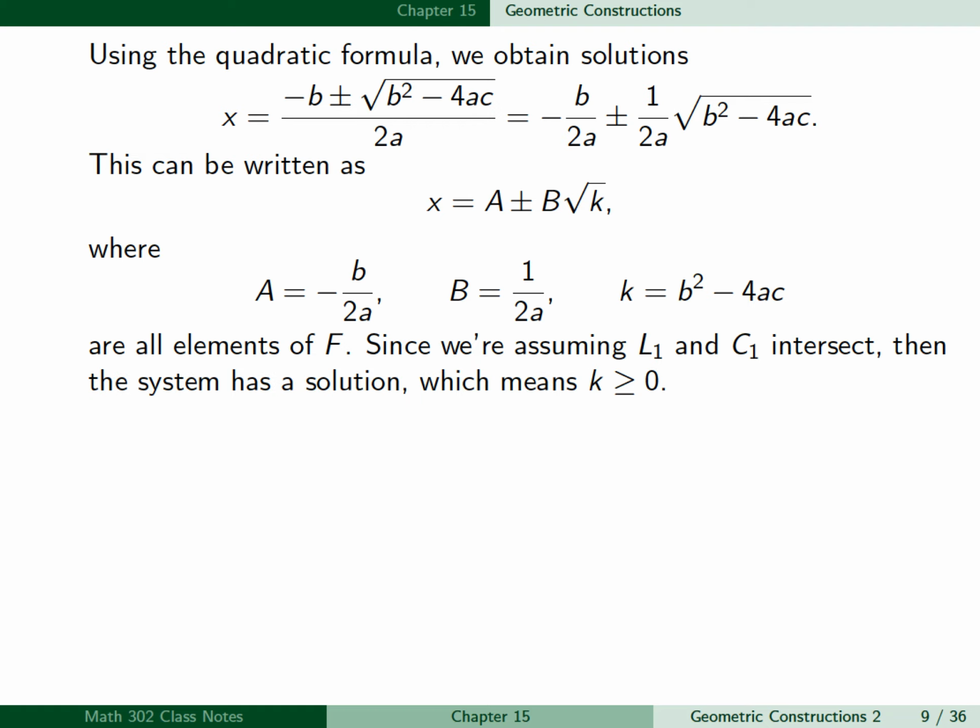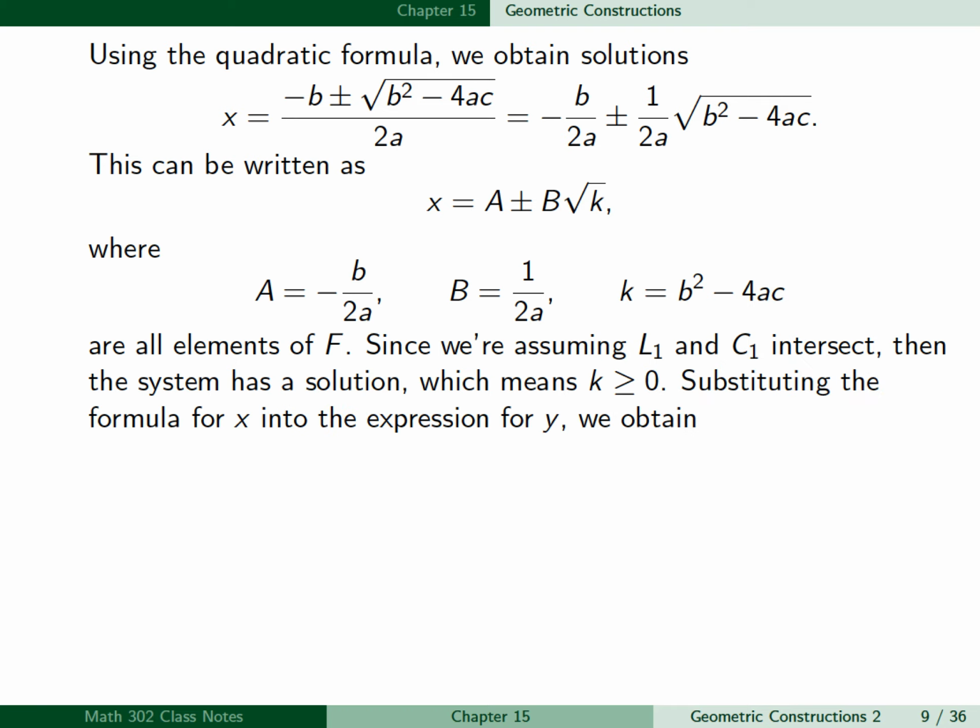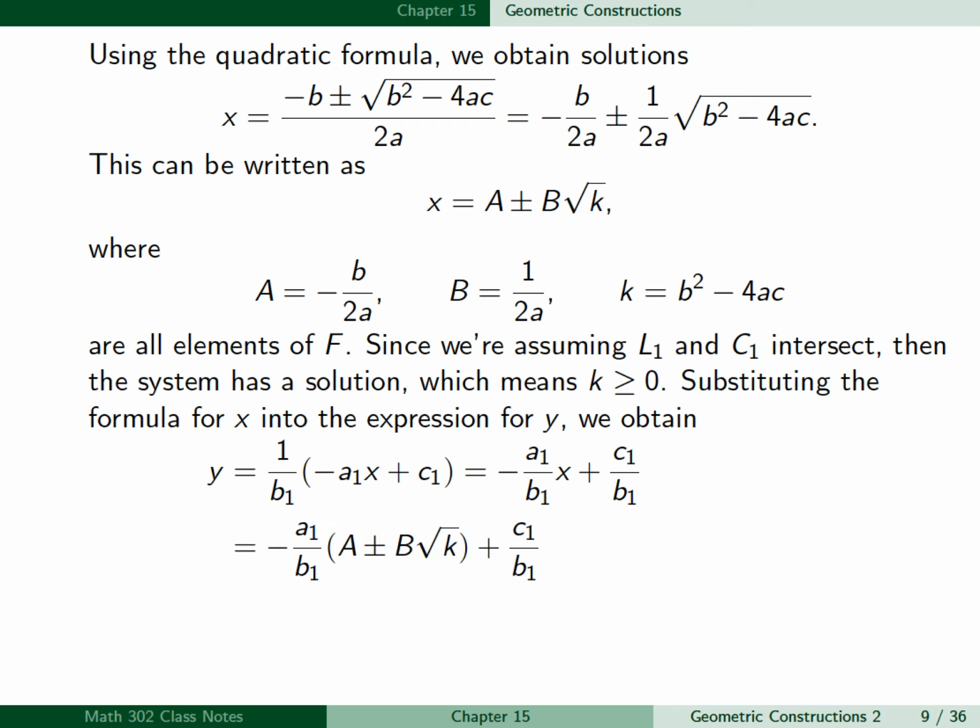Now, since we're assuming that L1 and C1 intersect, then the system has a solution, which means that k, the discriminant, has to be greater than or equal to 0. Now, substituting the formula for x into the expression for y, we obtain y is 1 over B1 times the quantity minus A1 x plus C1, and this will be minus A1 over B1 x plus C1 over B1. And then substituting our expression for x, we obtain minus A1 over B1 times capital A plus or minus capital B square root of k, plus C1 over B1. And this will be C1 over B1 minus A1 capital A over B1 plus or minus A1 capital B over B1 square root of k.